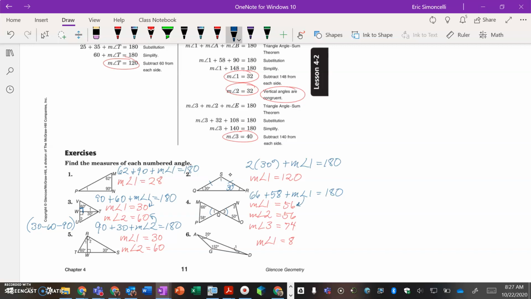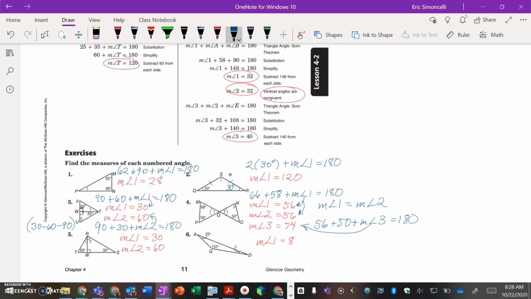The measure of angle 2, remember, is congruent to angle 1. The angles are congruent, but the measures themselves are the same. So therefore, this is also 56. On the other depiction, we've got 56 plus 50 plus the measure of angle 3, set equal to 180. 56 plus 50 is 106. When we subtract 180 minus 106, we end up with 74. You could double check that if you'd like.